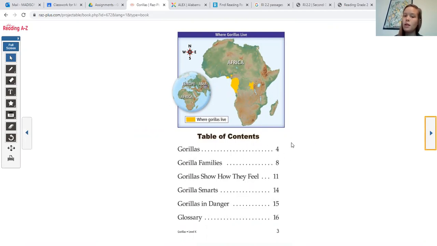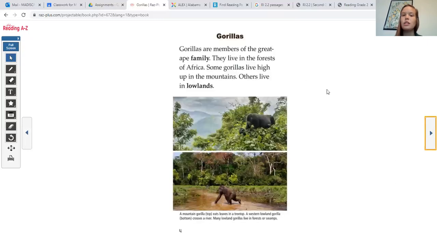So we're going to have Gorillas, page 4, Gorilla Families, page 8, Gorillas Show How They Feel, page 11, Gorilla Smarts, page 14, Gorillas in Danger, page 15, and then the glossary, page 16, and that's the end with the definitions of our words. So looking at these headings, when we go to these pages, you're going to see them up at the top. So up here, we have Gorillas at the top up here. That's the heading of these next few pages.